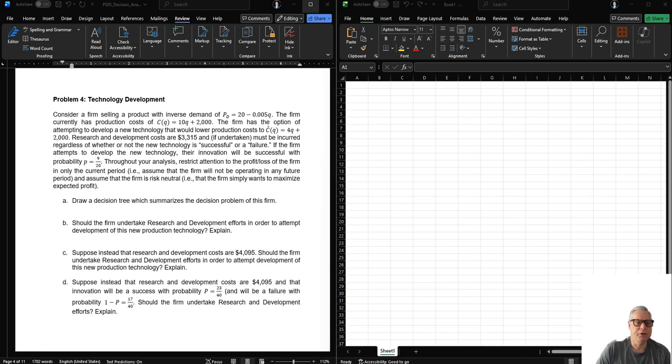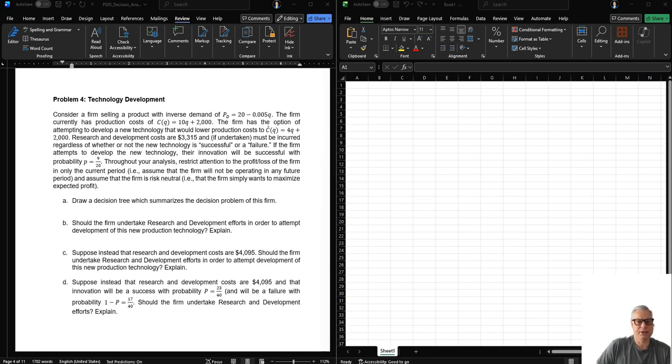And then throughout your analysis, restrict attention to the profit or loss of the firm in only the current period. So it's a one period model, which is to assume that the firm will not be operating in any future period. Okay, so that's just for simplification. And assume that the firm is risk neutral, which is we only care about the expected payoff, or that the firm simply wants to maximize the expected profit.